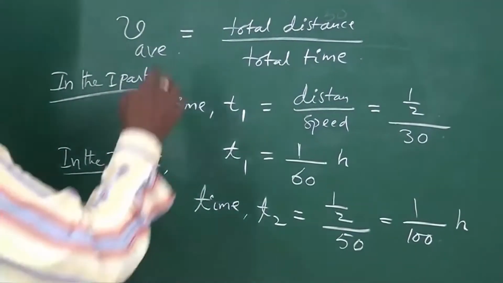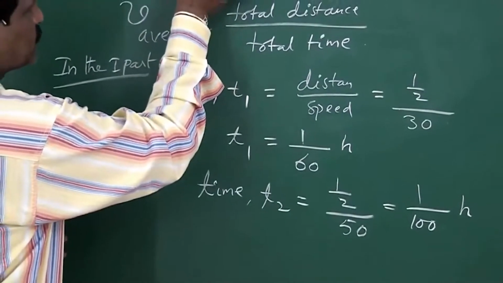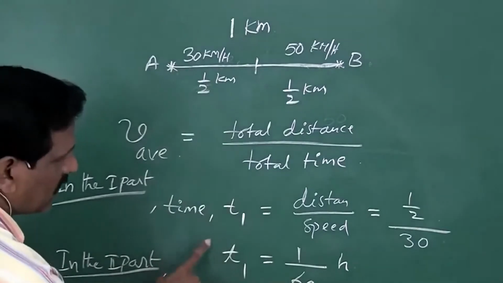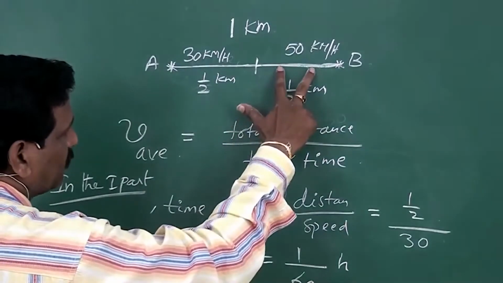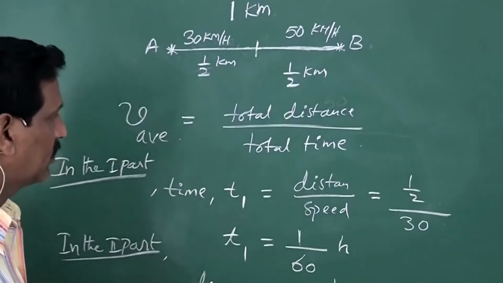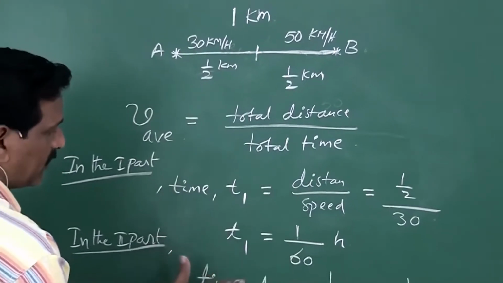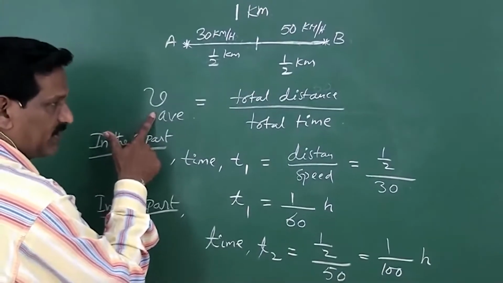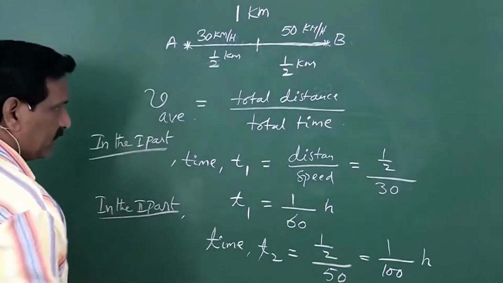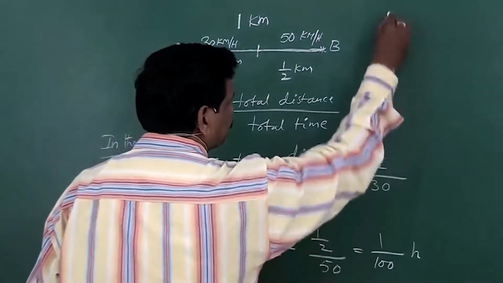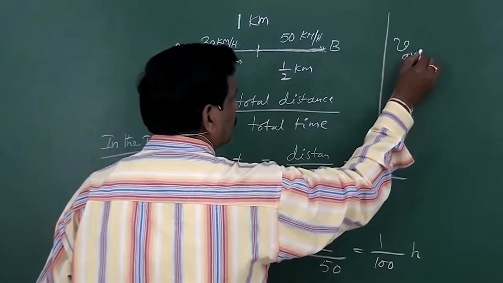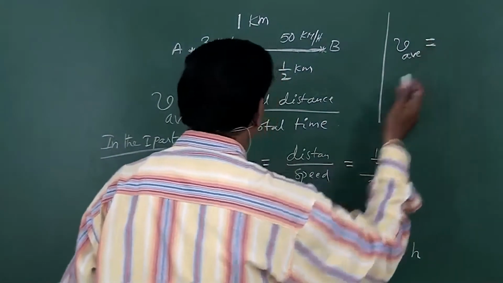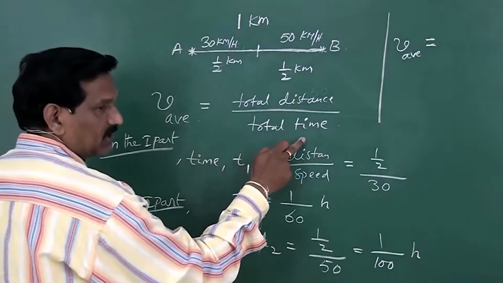This way, here we have to calculate the times taken to cover the two parts. In the first part, you have to calculate the time taken. In the second part, we have to calculate the time taken. Then you get total time taken, that is t1 plus t2. Then you can calculate average speed. Now you can write like this: average speed, V average, is equal to total distance by total time.